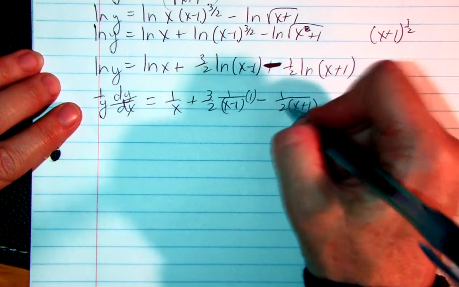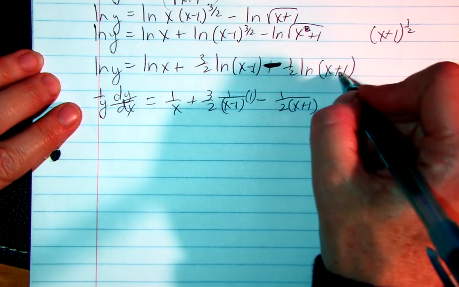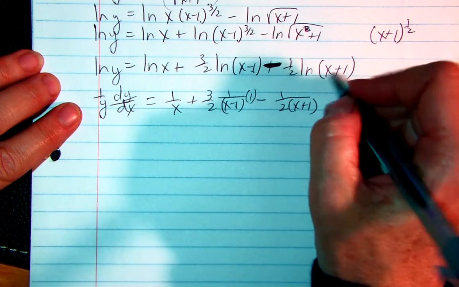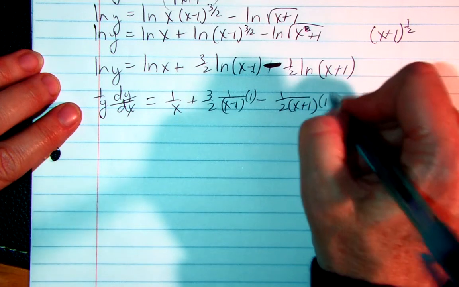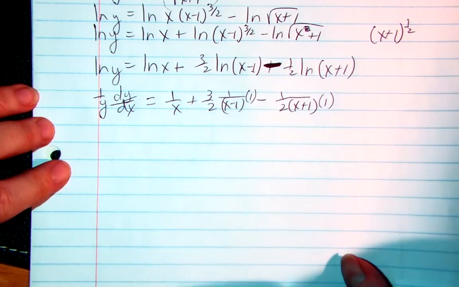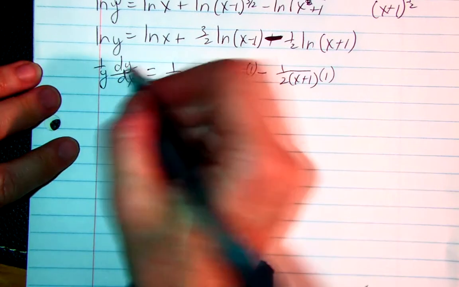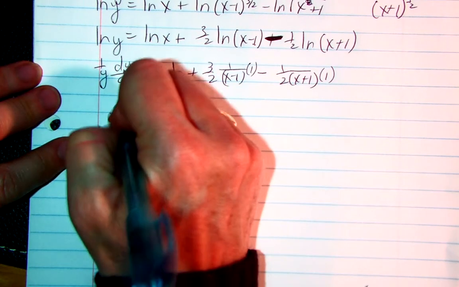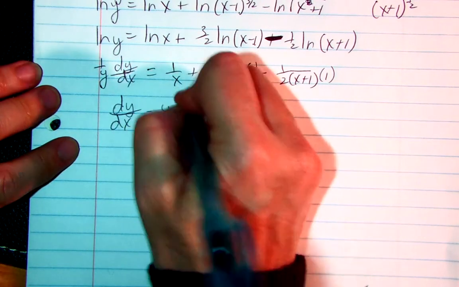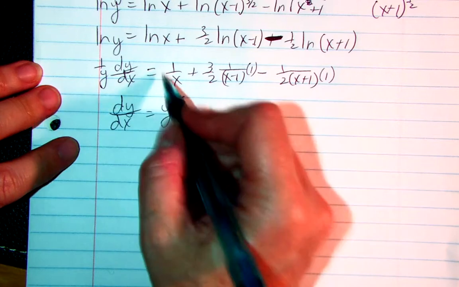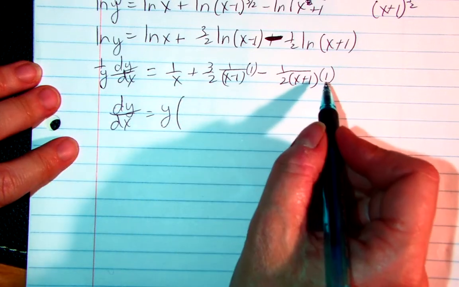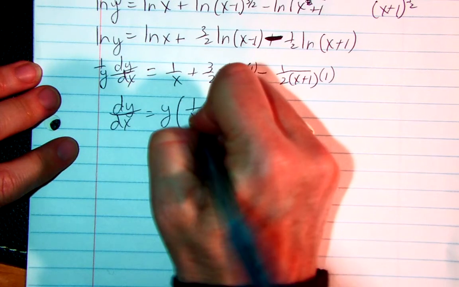And then this one here, I've done the 1/2. Take the derivative of this. It's 1 over x plus 1, and then the derivative of the inside, chain rule, is just a 1. Sorry, I went a little bit too fast there. And so I need to find dy/dx. I'm going to multiply both sides by y, and I'm going to clean this up so I can see it.